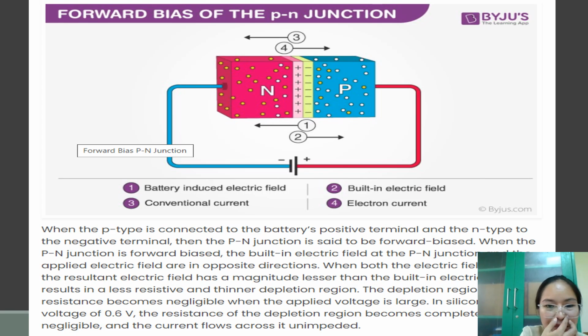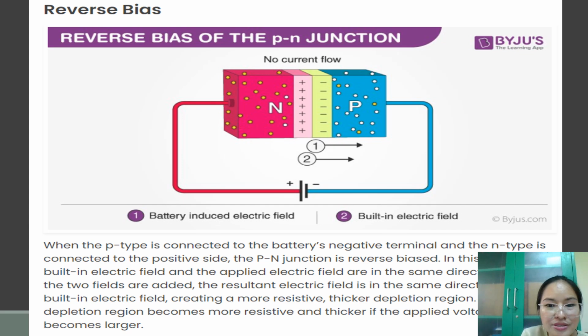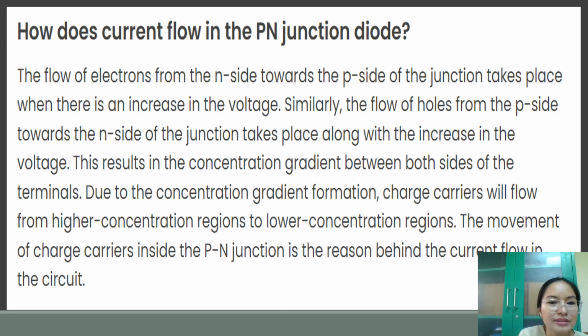Okay, you have here the diagram of the forward bias of the p-n junction. Okay, you can see here. And then the reverse bias. Now, how does current flow in a p-n junction diode?